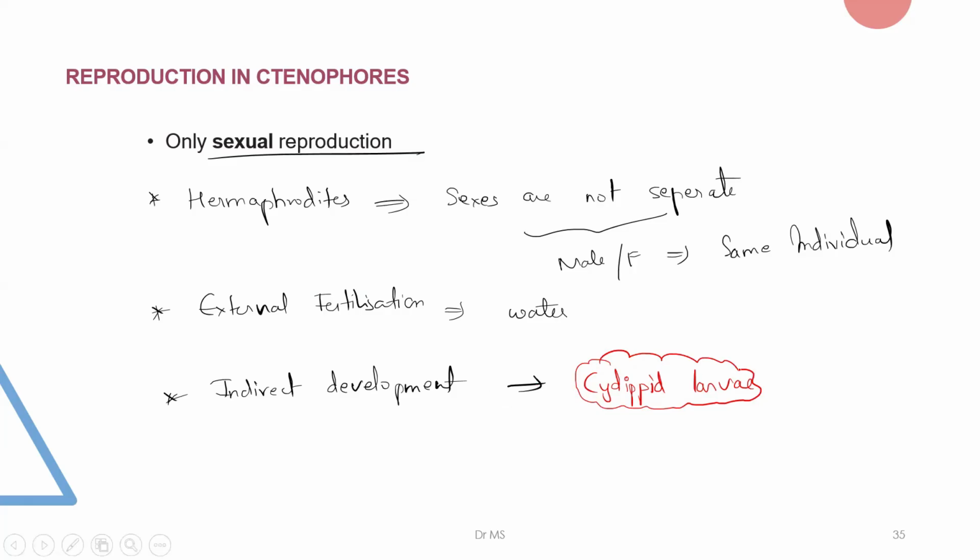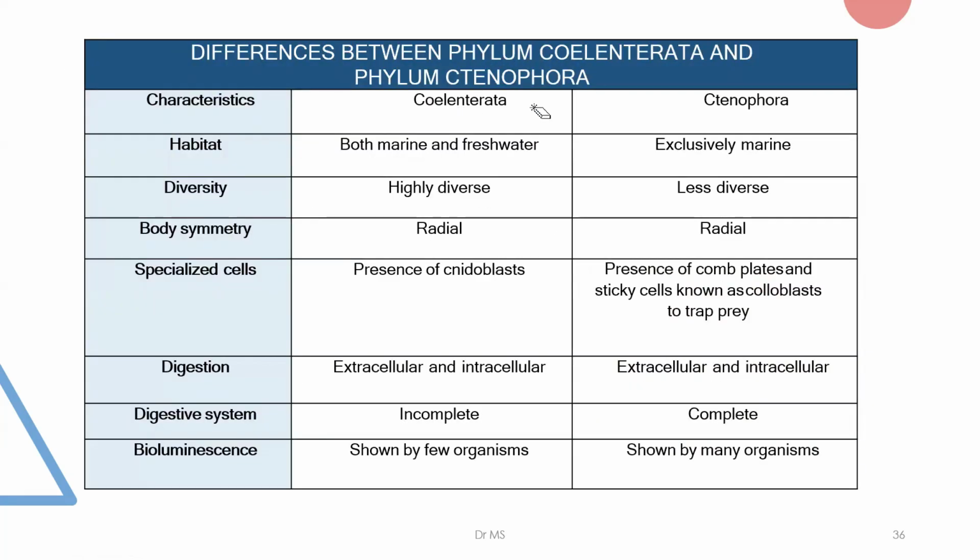So let's compare between the coelenterates and ctenophores. Habitat: coelenterates live in both marine and fresh water, whereas ctenophores are exclusively marine. Diversity: coelenterates are highly diverse, that means you can see a different range of organisms within them, whereas ctenophores are very less diverse. Body symmetry: both are radial. Specialized cells: coelenterates have cnidoblasts, whereas ctenophores have comb plates with sticky cells, which are helpful for capturing the prey, and not only that, they also help in locomotion. Digestion: complete in ctenophores, whereas incomplete in coelenterates.